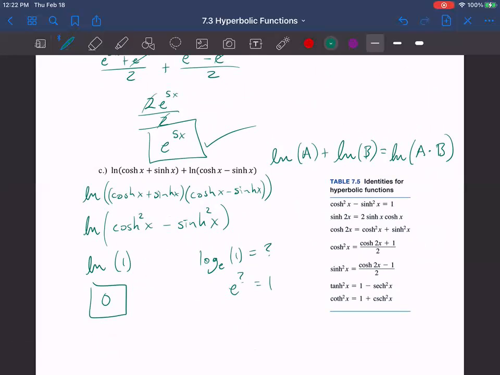Isn't this fun? Not really? I think it is better than the integral application. Oh, wait, we're about to do some more integrals.